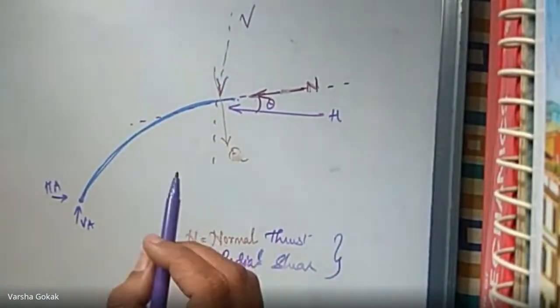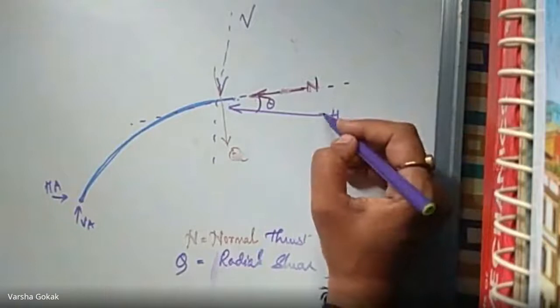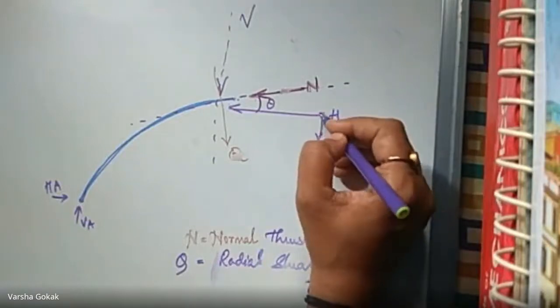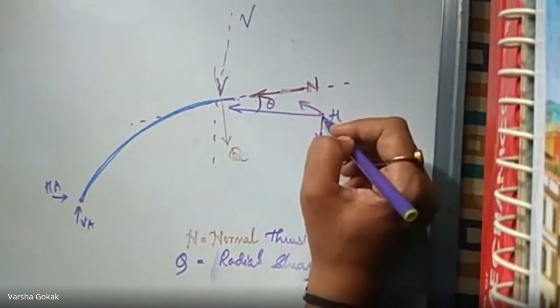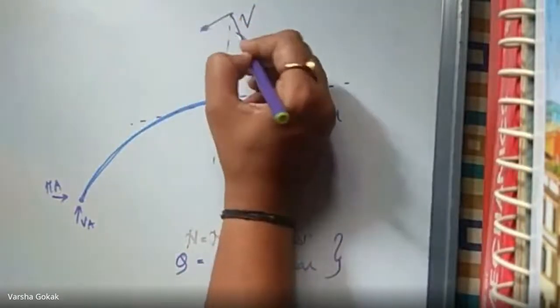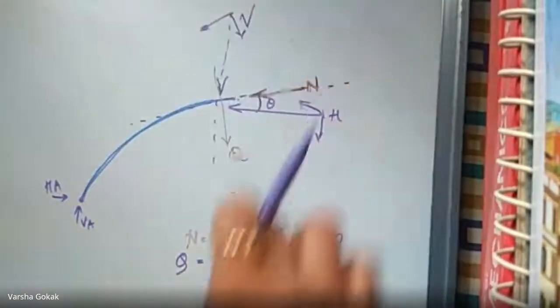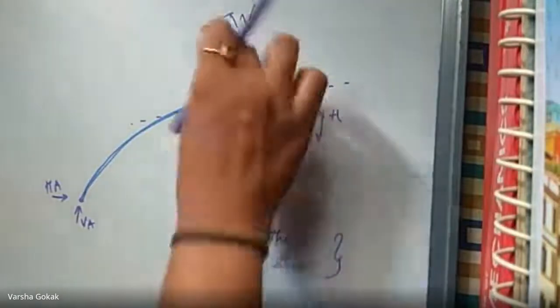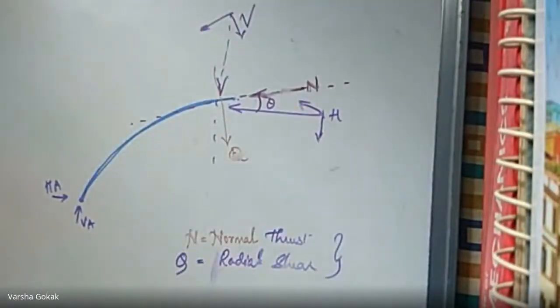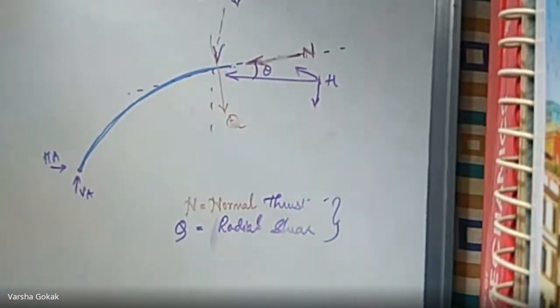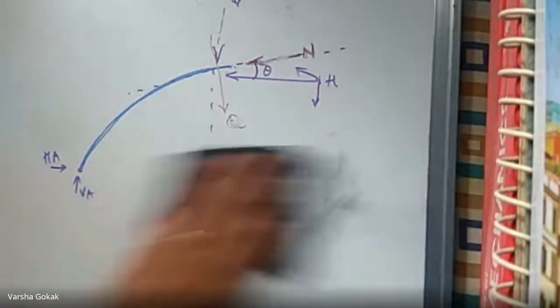Now, our job is to resolve the H components and resolve the V components. Take both horizontal components in one place, take both vertical components in one place, and that gives me the normal thrust and the radial shear. If I draw everything at once it would be confusing, so I will draw it one by one.